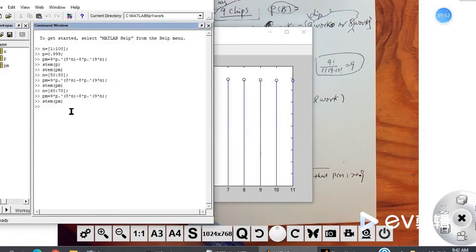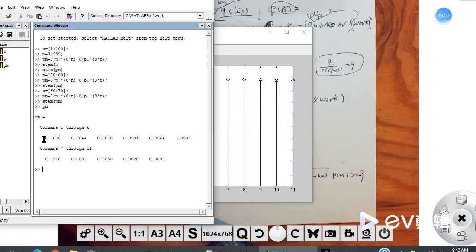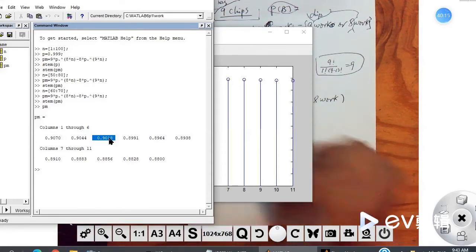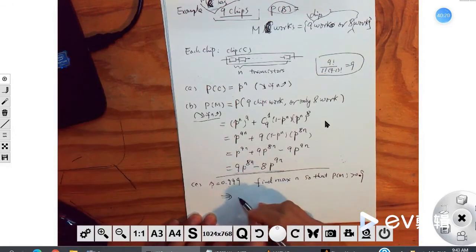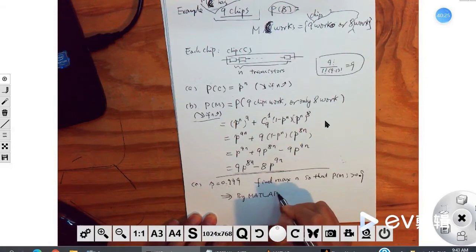Okay, I can list it, right? Just Pm. What is Pm? All right, this is 0.9. Here's 0.89. So this one is according to the largest n, right? So this is 60, 61, 62. So 62 is the largest value. So I'm just working in MATLAB. n equal to 62.